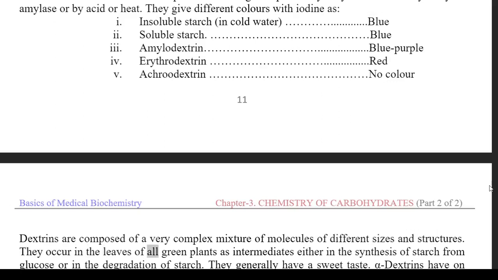Dextrins are composed of a very complex mixture of molecules of different sizes and structures. They occur in the leaves of all green plants as intermediates either in the synthesis of starch from glucose or in the degradation of starch. They generally have a sweet taste.